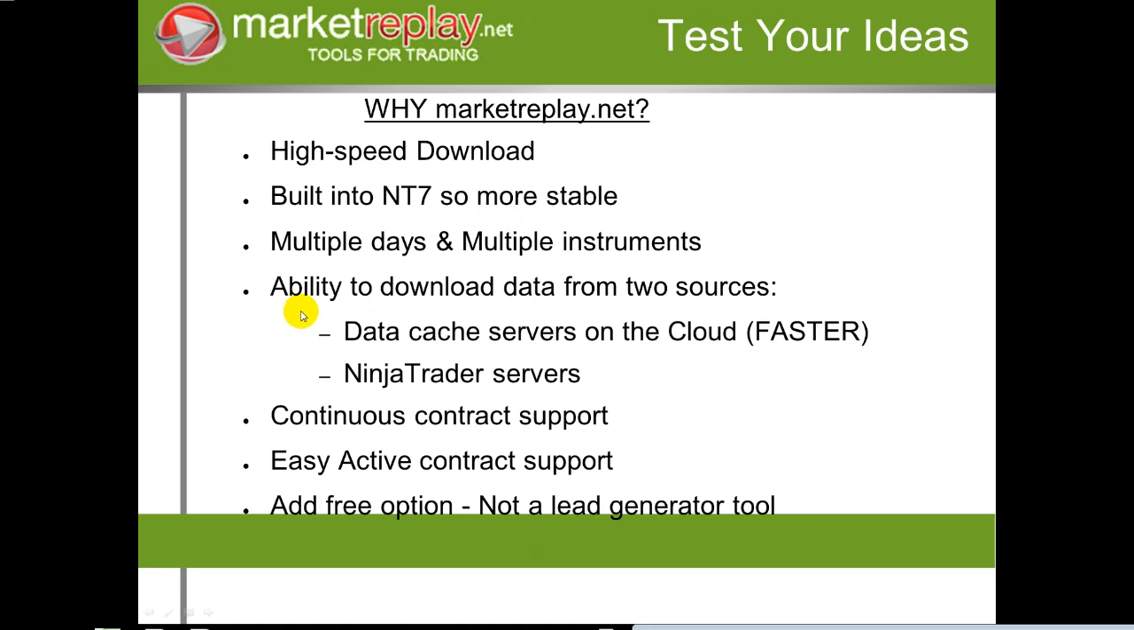You can download it from 2 sources. You can use the data cache servers on the cloud. You can use the Ninja servers. So I recommend using the cloud, but you can use either one. If you don't choose cloud, it'll use the other source. If there is an issue with one or the other, you can flip over. So it's nice to have 2 different places to go.